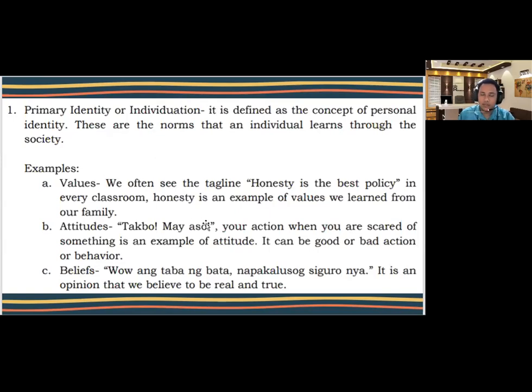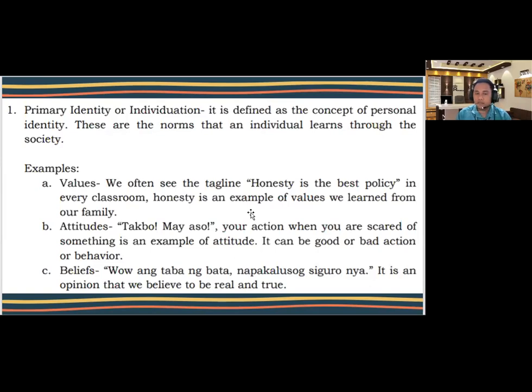So examples sa values natin. Ito example ng mga primary identity ha: values, attitude, tsaka beliefs na nakukuha mo. So sa values, we often see the tagline, cliche it may seem, pero lagi natin nakikita: honesty is the best policy, no? In every classroom. Honesty is an example of values we learn from our family. So that is primary identity. Under siya ng primary identity si values, na-obtain in the family or inside the home.